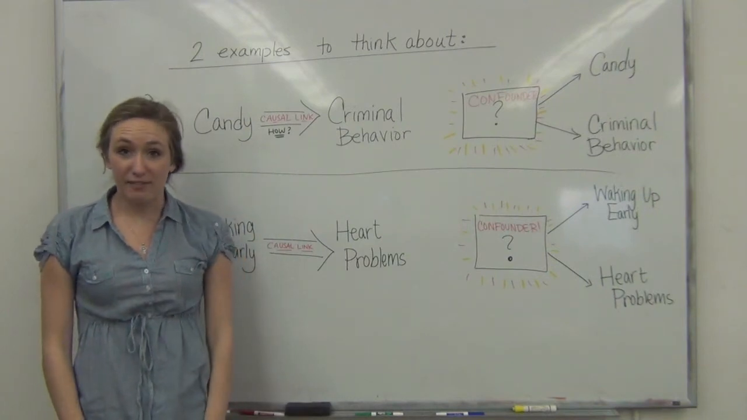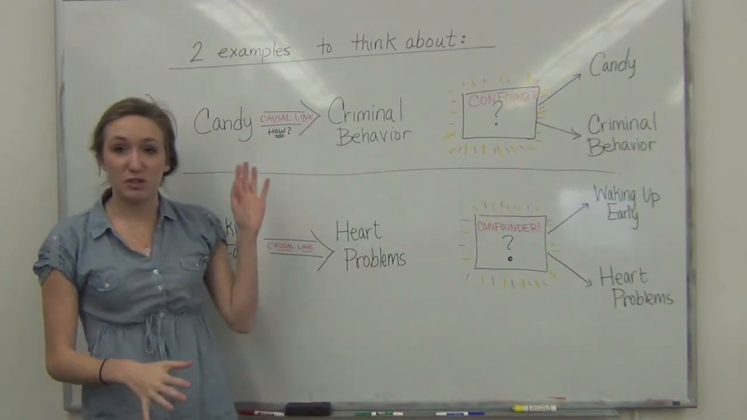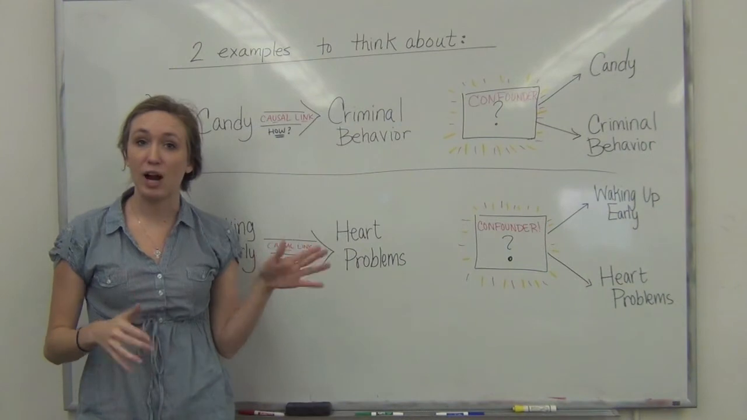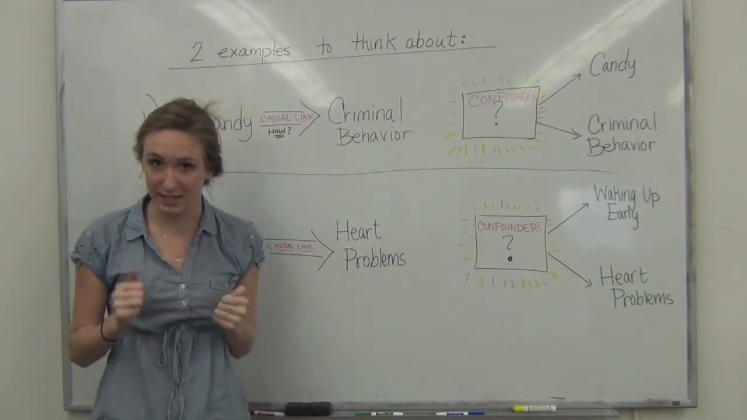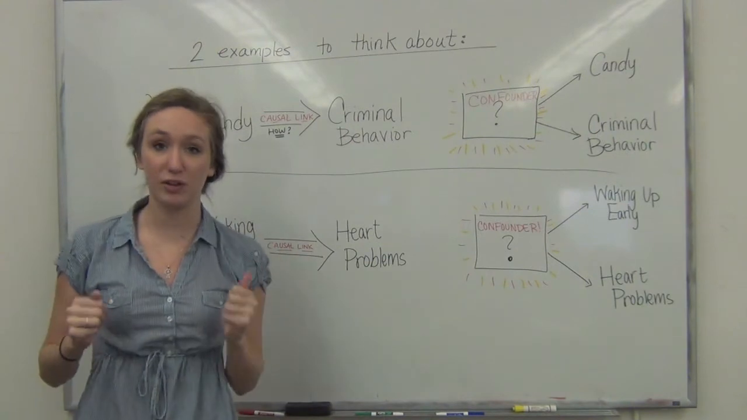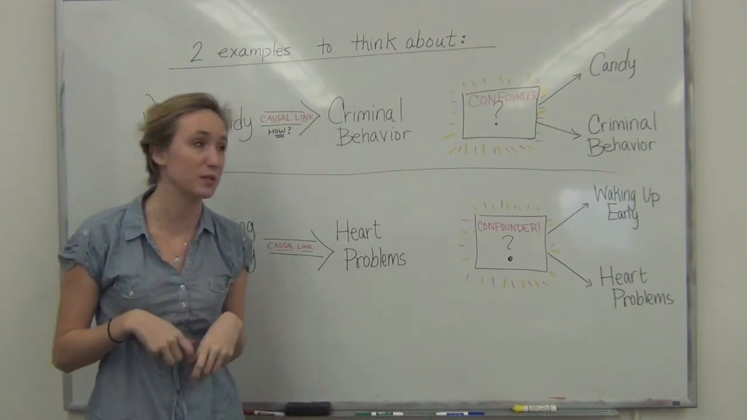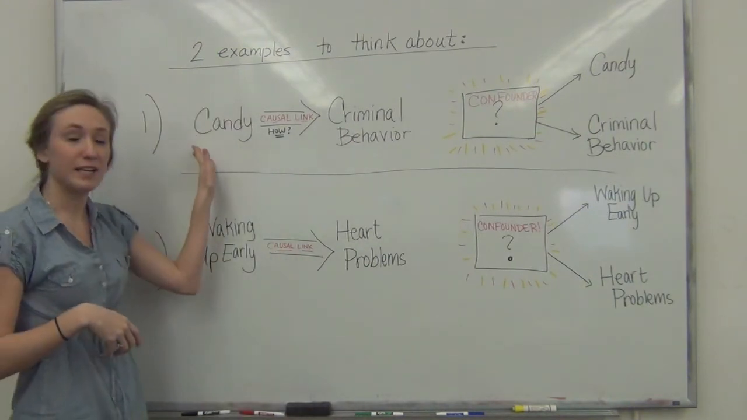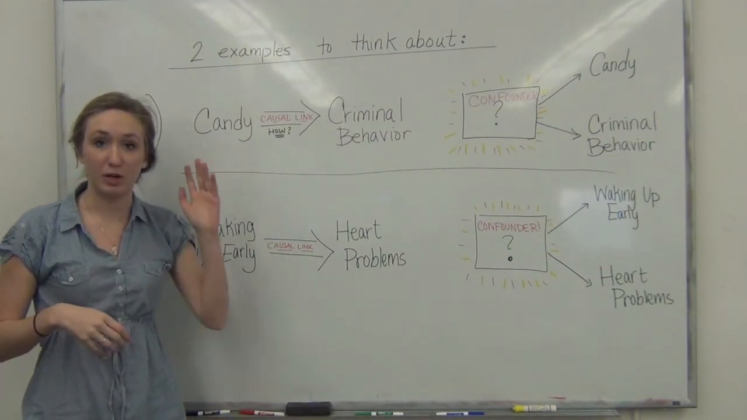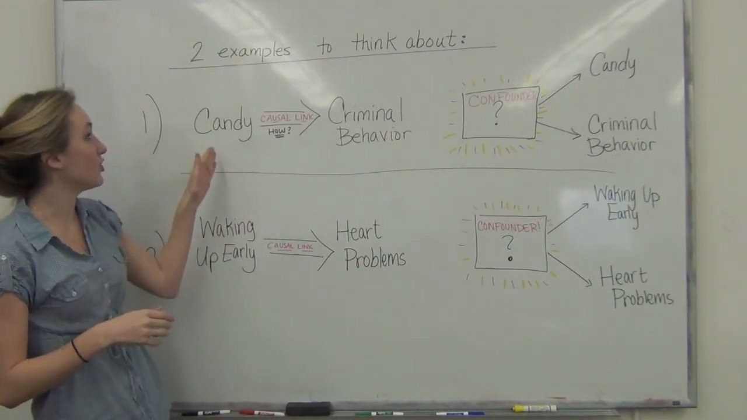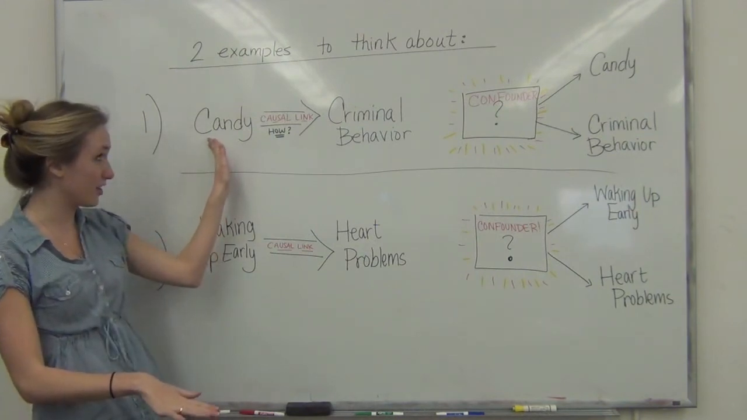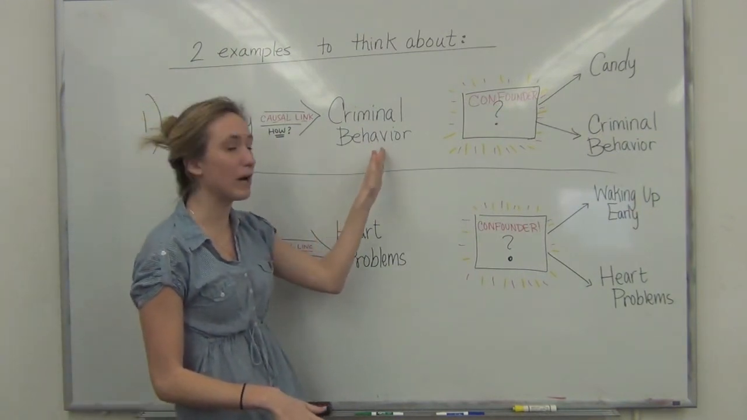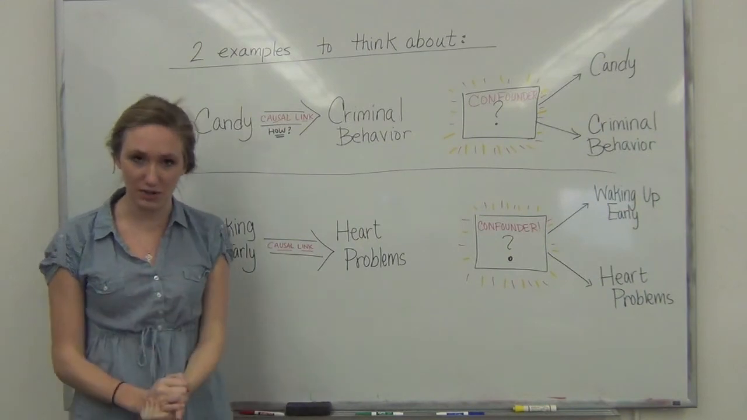As a follow-up to that video lesson, I'd like to provide you with two examples to think about to test your own comprehension. Now that we've gone through one example extensively together, here are two for you to try on your own and see if you're able to make these connections. The first example is a study that you are already familiar with from your homework. The study that shows that children who eat a lot of candy in childhood grow up and have a higher rate of criminal behavior as adults.